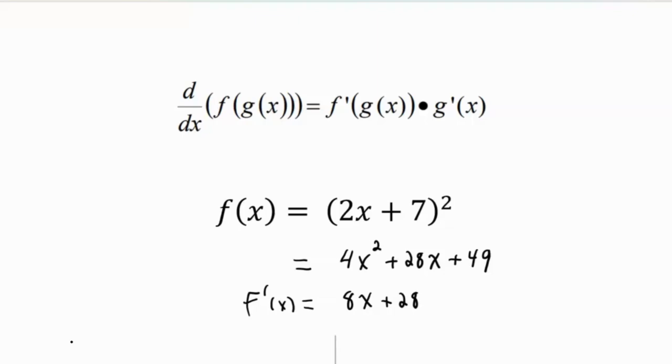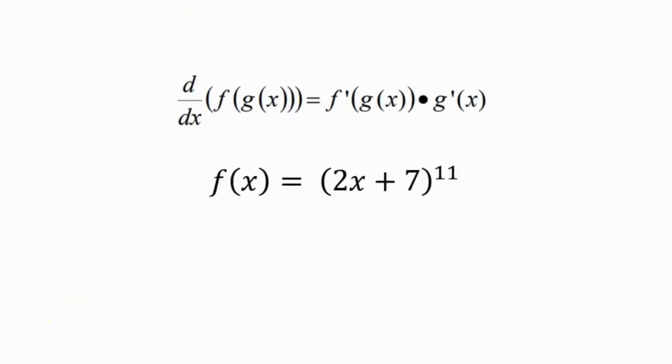Well, what happens if we raise that 2 to a higher power? Then it becomes much more difficult to multiply that out. And that's why we have what's called the chain rule, which we're going to talk about in the next example. Okay, so what happens now if I change the power from 2 to 11? Well, it's going to be impossible to multiply out 2x plus 7 to the 11th power. It would take forever, and to try to use the power rule on this. So this is where the chain rule comes in.